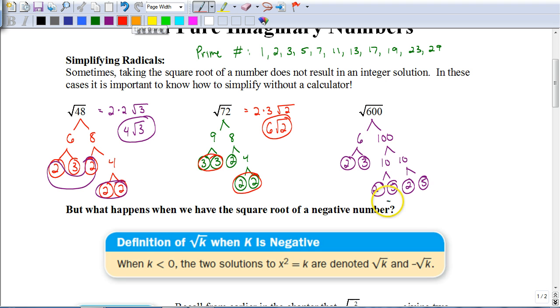Again, for every 2 of the same number, we get to take 1 out. So there's a pair of 2's. There's a pair of 5's. We're left with a 2 and a 3 this time, so that's what stays in the radical. So when I simplify this, 2 times 5 is 10. 2 times 3 is 6. So my answer is 10 square root of 6.